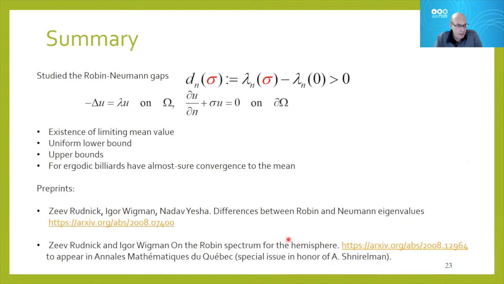Okay, so let me just summarize what we did here. We studied these Robin-Neumann gaps, and we proved that there's always a limiting mean value. We gave uniform lower bounds under some strange condition, and an upper bound in the case of smooth boundary. In some cases, we improved it, like the disk or the rectangle. And for ergodic billiards, we can replace the mean value by almost sure convergence. For people who want to see more, there are a couple of recent preprints on the arXiv.